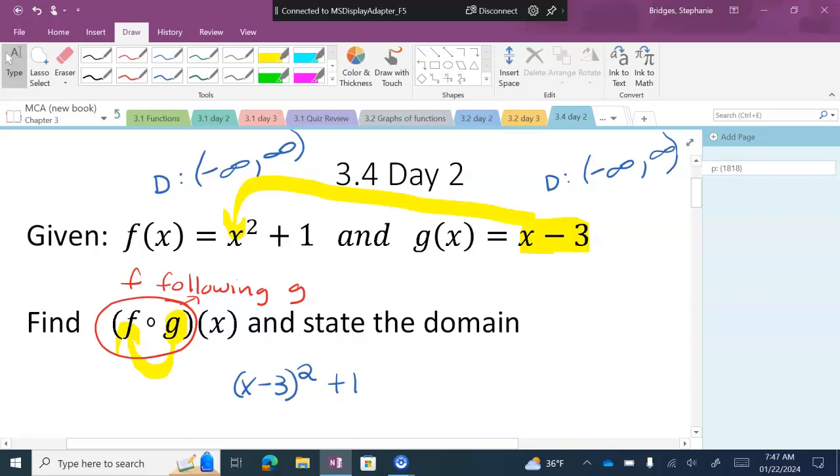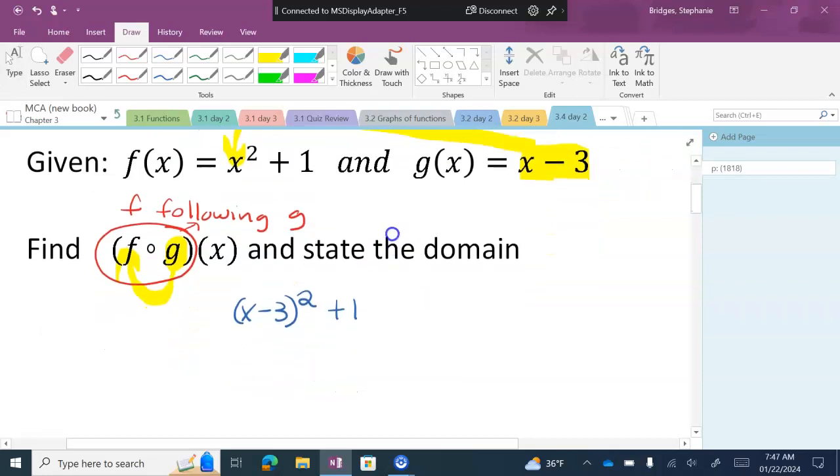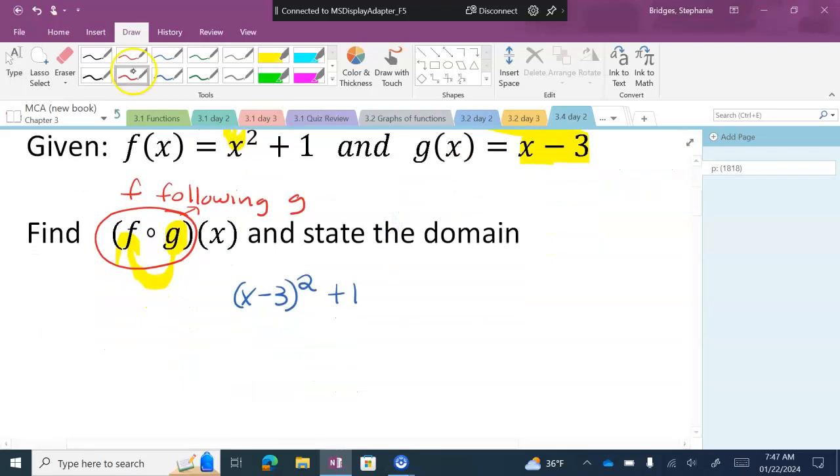Now, what I need to do is finish simplifying what I did. I took that g of x function, the x minus 3, and I put it in place of x into the f function. So now I have in parentheses x minus 3, but the whole thing is squared. So what do you think I need to do with that? I need to square it. I need to multiply it out. So what we're going to do is take that x minus 3 and write it twice so that we can FOIL it out. And then that plus 1 is still there on the outside.